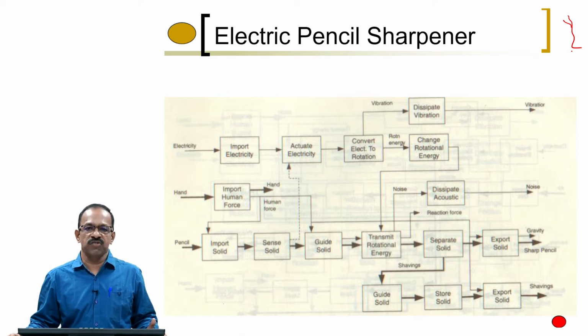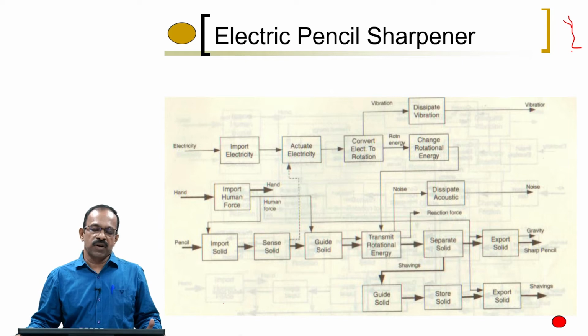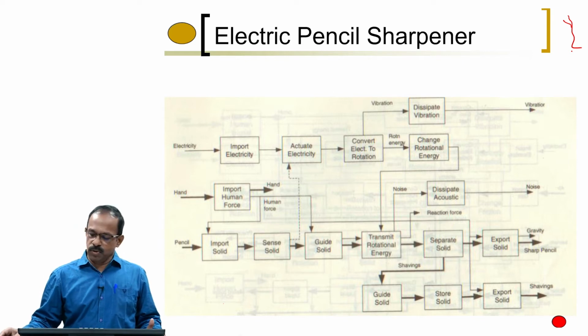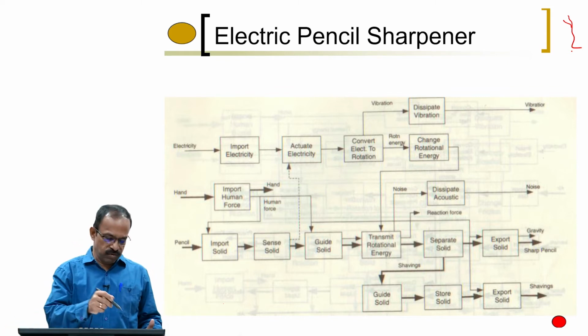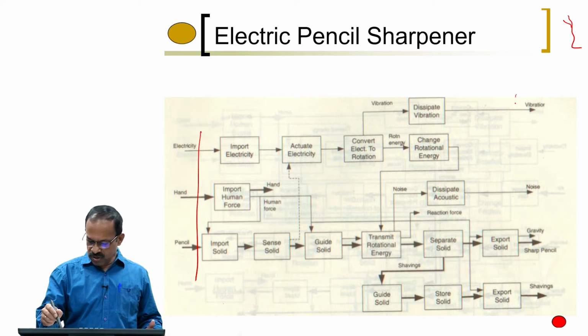The first one was the FAST method, function analysis system technique, and the second one is the flow method, which we also call the black box approach or function structure method. This is one of the most commonly used methods, and many times students find it a bit difficult to understand and implement. That is why I have taken a few examples to show how we can do the functional decomposition using the function structure approach. In this approach we consider the important flows taking place, that is, what flows go into the product and what flows come out of the product.